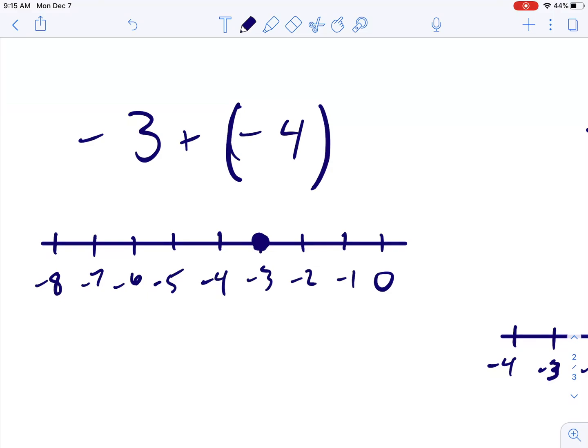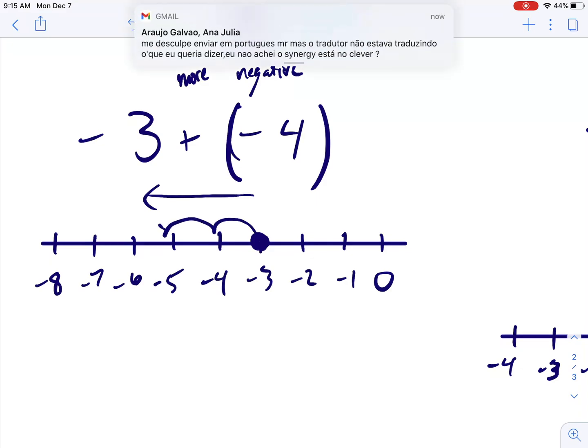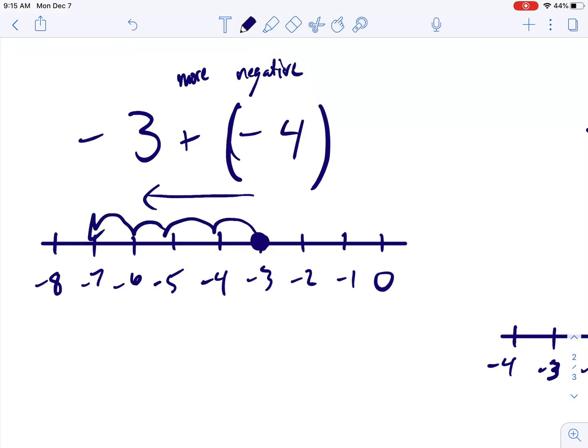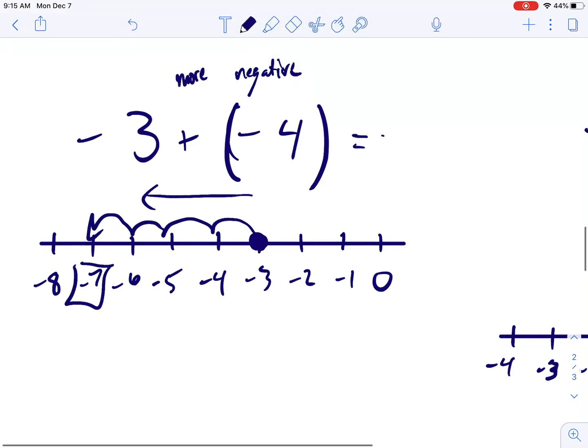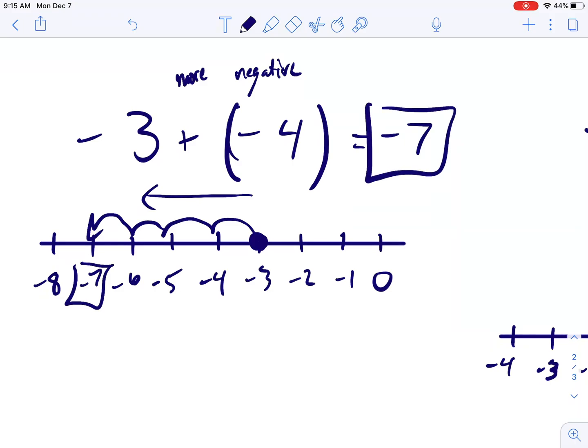This next one, we start at -3, right? And when you're adding -4, you can think of the plus sign as like more. So you're getting more negative. So we're going to add -4. We go 1, 2, 3, 4, and we end at -7.